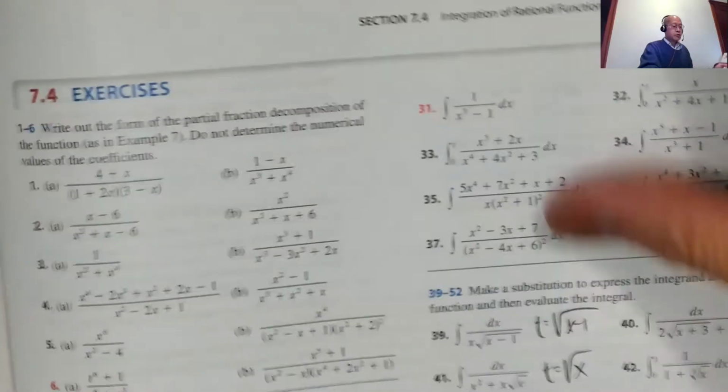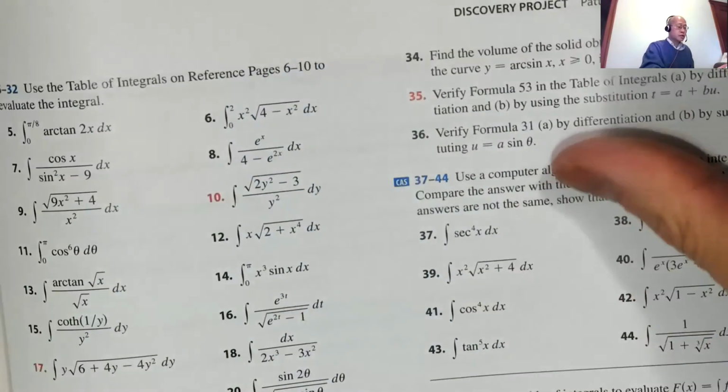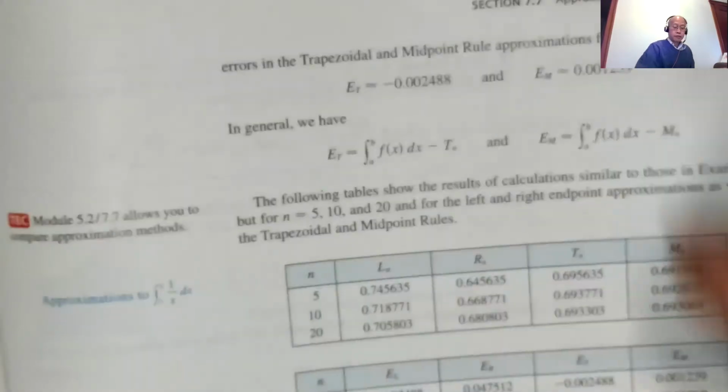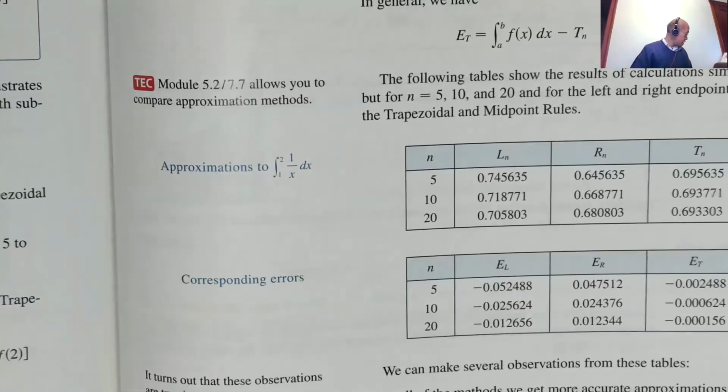All right, so that's it for 7.4. And now I'll do maybe just one problem from 7.7, the approximate integration. Okay, 7.7, again, I'm not doing any of the questions that were originally assigned. Okay, I made it my own.